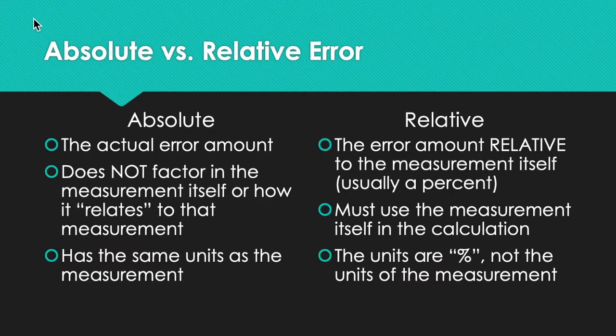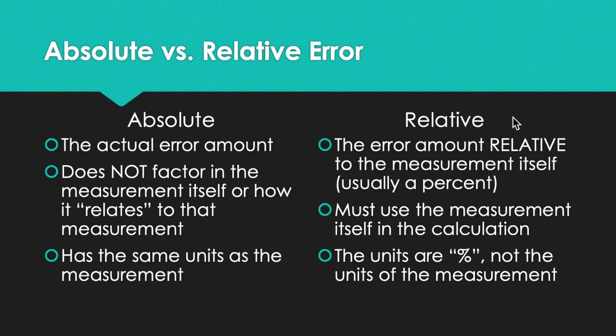All right, to summarize the absolute versus relative error, get a little bit of a comparison here. Absolute refers to the actual error amount. So if your uncertainty or your error is 0.1 centimeters, that would be the absolute error. It doesn't factor in the measurement itself. If your tape measure measures to within 0.1 centimeter, that's the error no matter what measurement you take with that tape measure. And it has the same units as the measurement. So you're measuring something in centimeters, your absolute error is also going to be in centimeters.